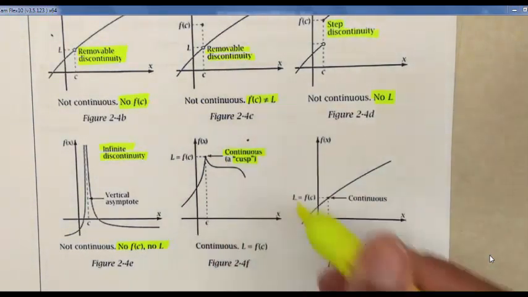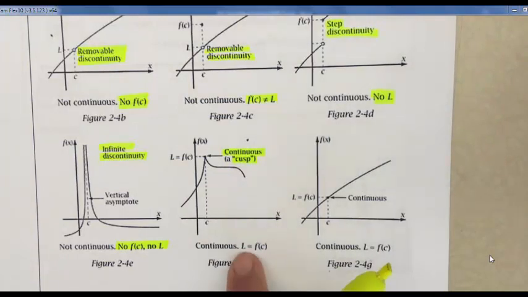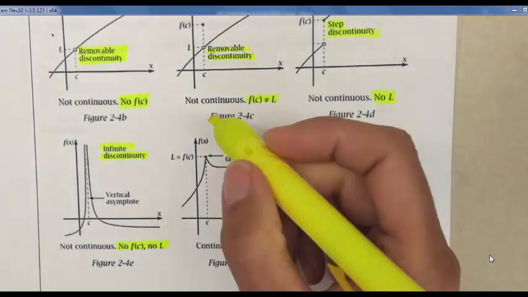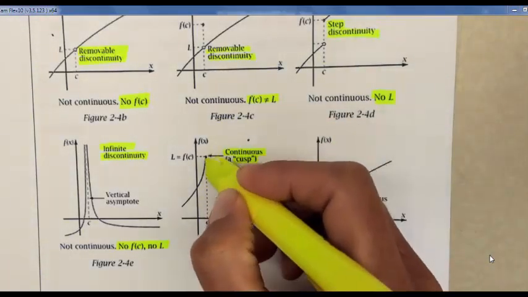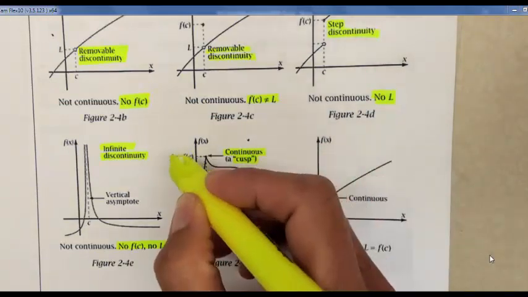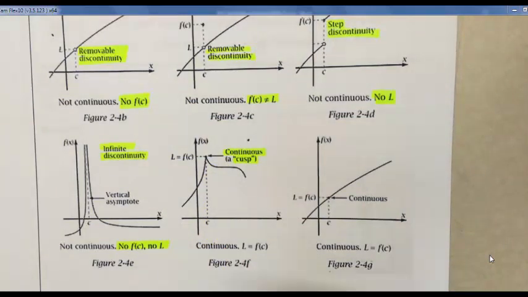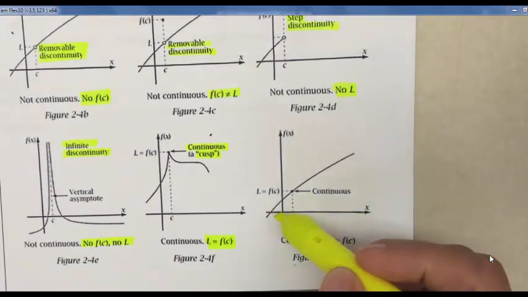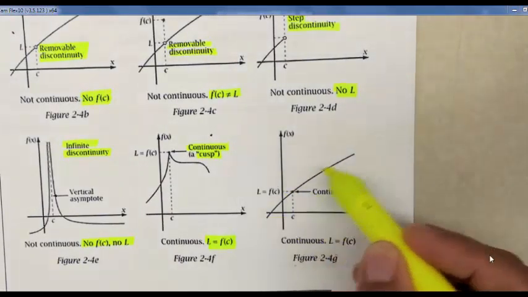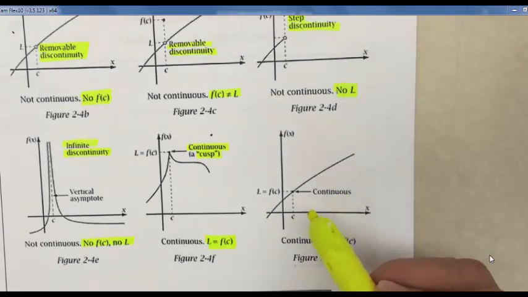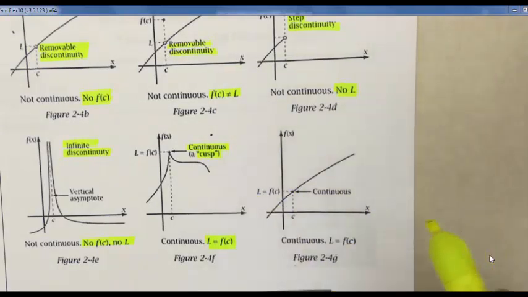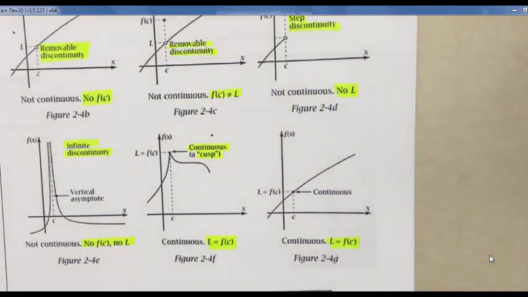This is a continuous function, and the limit as x approaches C will be equal to the value of f of C. The limit from the left and the right are approaching f of C, so you do have that limit, and f of C is whatever that limit is. So the limit is equal to f of C. And then this is just a function that is continuous. This is what your normal curves look like without any discontinuity. You can define f of C, and it's also the same as the limit. So again, the limit is going to equal f of C.